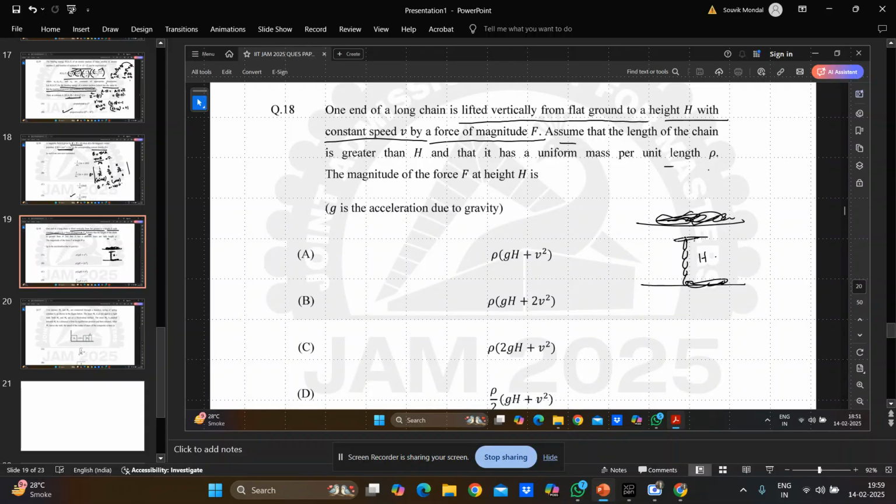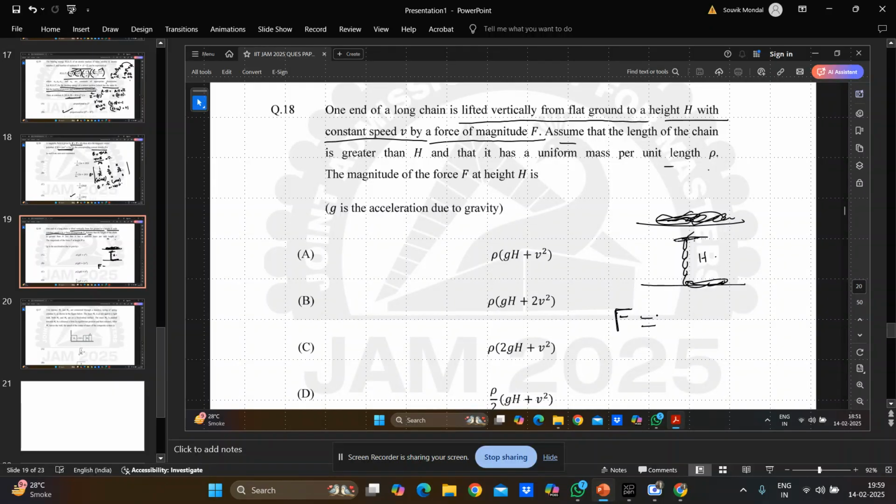You can assume a similar situation: if you have this configuration, you first hold this chain by your hand and then you release it, it will eventually come to the ground and exert some force. So what will be the force it exerts? Let me write it. You may not know it, but it is a famous problem. In classical mechanics it is very popular; many books have this kind of problem.